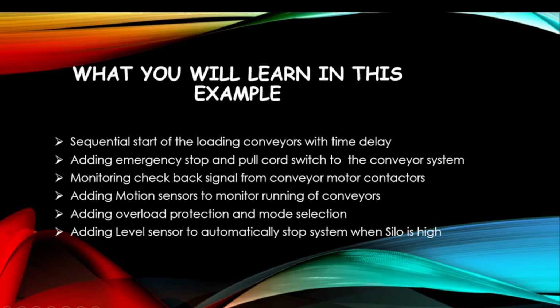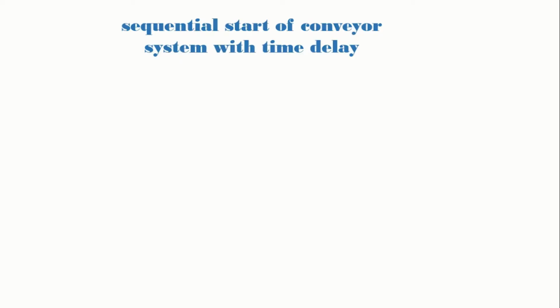And finally, we'll be adding a level sensor to the automation task so that the system will automatically stop whenever the silo that we are filling is full. So let's look at our system. It's basically an introduction to this particular project. The first section is going to be the sequential starting of the conveyor.